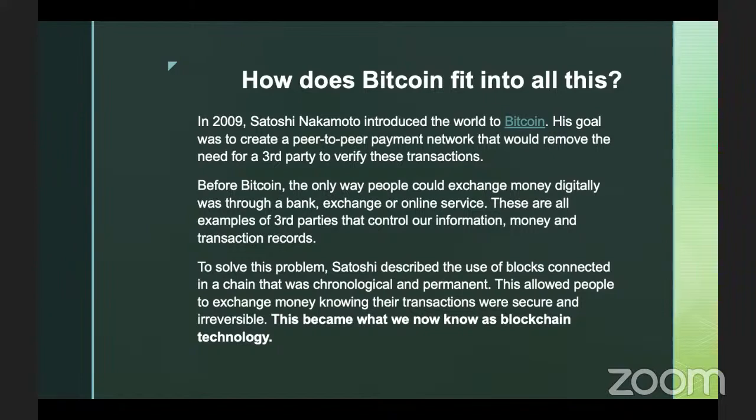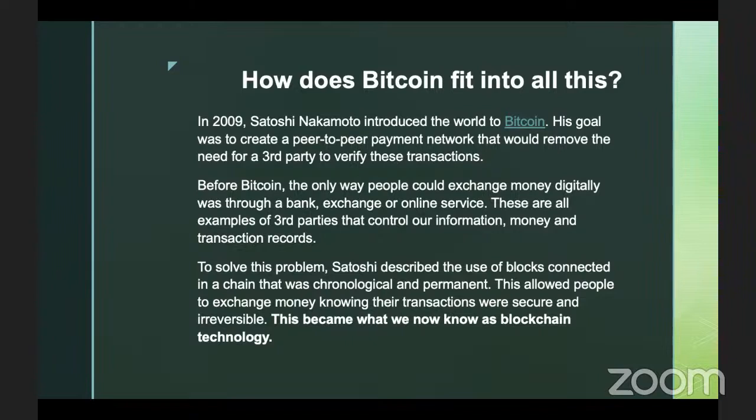So his idea was about Bitcoin. For Bitcoin, he needed something like this. Before Bitcoin, the only way people could exchange money digitally was through a bank. There is no bank in Bitcoin cryptocurrency, or exchange or online service. These are all examples of third parties that control our information, money, and transaction records. But in Bitcoin, there is no third party. So that is what he thought when he started thinking about the idea of Bitcoin.